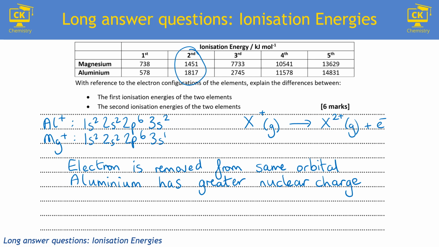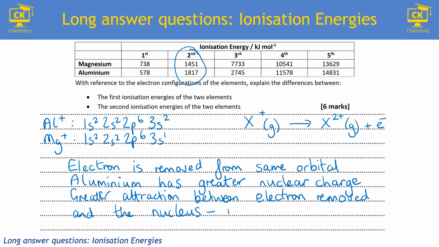So aluminium has a greater nuclear charge, and therefore greater attraction, just like we did with the last one, between the electron removed and the nucleus. I'm not going to call it the outer electron, because that might be confused, since we're now on the second ionization energy. And so we need more energy to remove it. And again, I haven't said aluminium for a while, so I'm going to put it in so it's super clear.